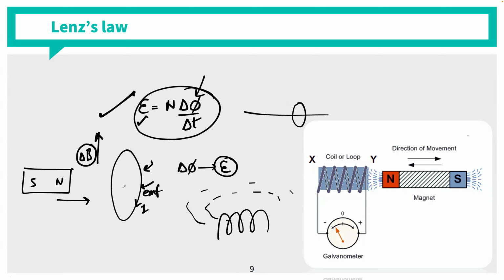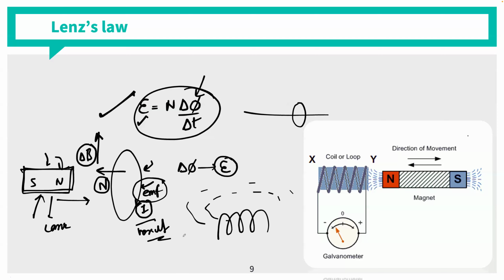And what Lenz is trying to say is that whatever the EMF induced, which leads to the flow of current in the loop, that current will produce the magnetic field in such a way that it will oppose the cause. So what is the cause producing this current? It is the magnet approaching. Because the magnet is approaching, the current is induced. That means the magnet approach is a cause, and the current induced is a result. So in layman's terms, the result opposes the cause. Whatever current is induced in the coil will oppose the magnet which is approaching. Right, so it is clear.